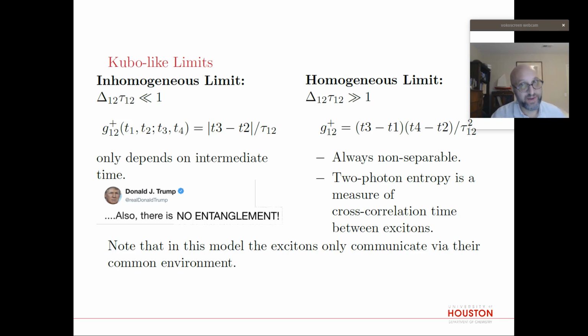Which makes sense. If you have very weak interactions and very fast decay of the time correlations, the system is separable. However, if that's not the case, and you have relatively either strong interactions or long-lived correlations, the system is never separable, and the two-photon entropy now is a measure of the cross-correlation time between the excitations, because you see that right there is the term that survives in the inhomogeneous limit. So what this is telling you is that you now have an unambiguous way to measure whether or not chromophore 1 and chromophore 2 are talking to each other via the environment. Okay?